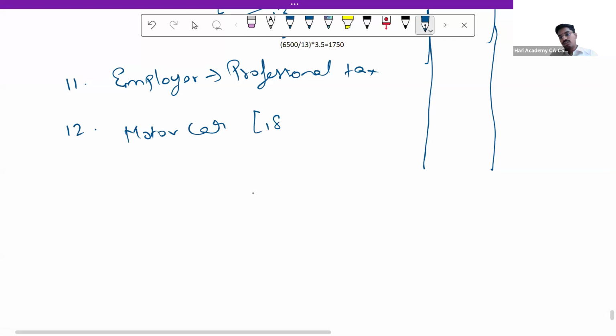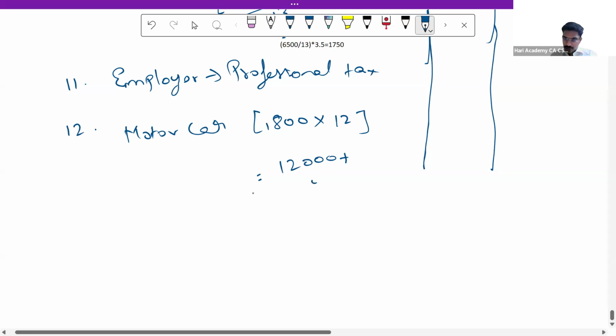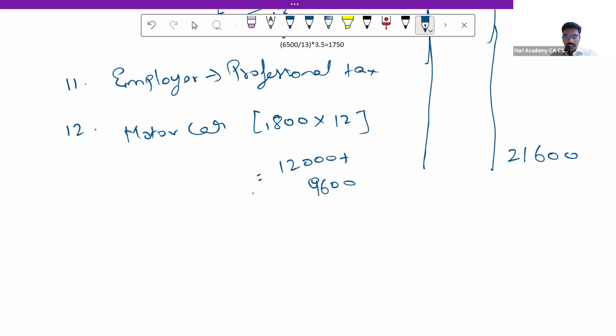It is going to be 1,800 per month into 12 months, so it is going to be 21,600. Hope my amount is right. Please check this along.